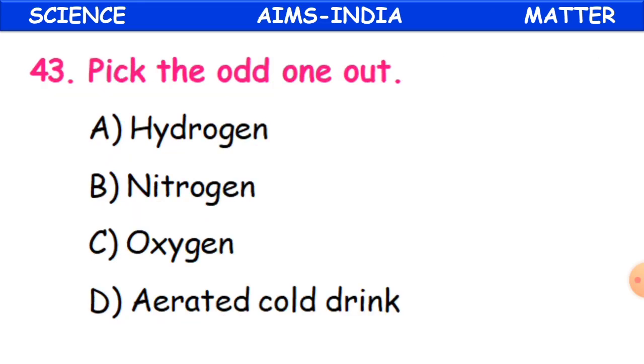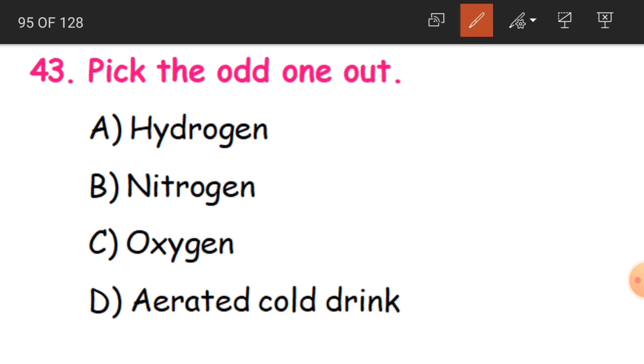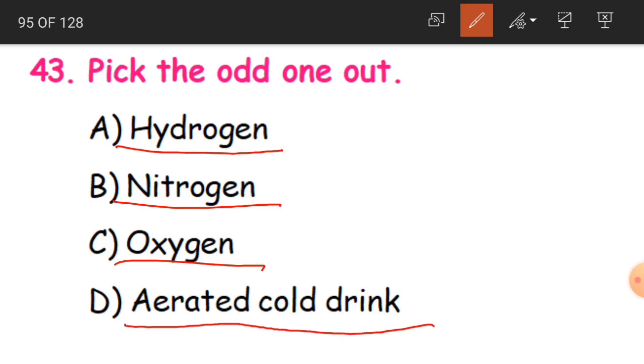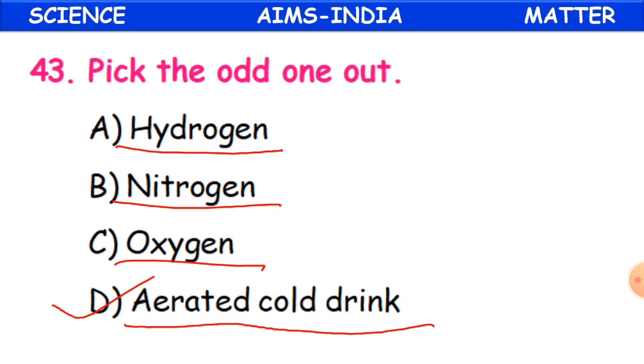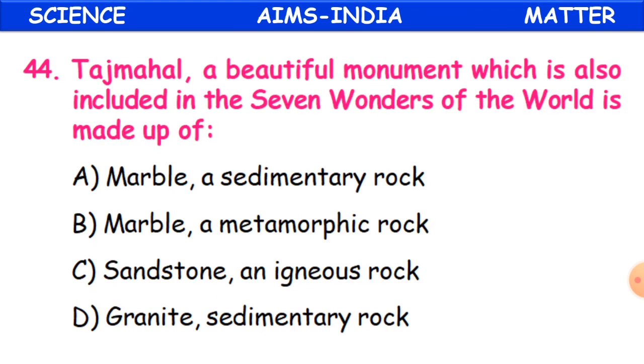Clear, children? 43rd question. Pick the odd one out. Hydrogen, nitrogen, oxygen, or aerated cool drink. What is the odd one, children? Yes, aerated cool drink, whereas hydrogen, nitrogen and oxygen are all gases.